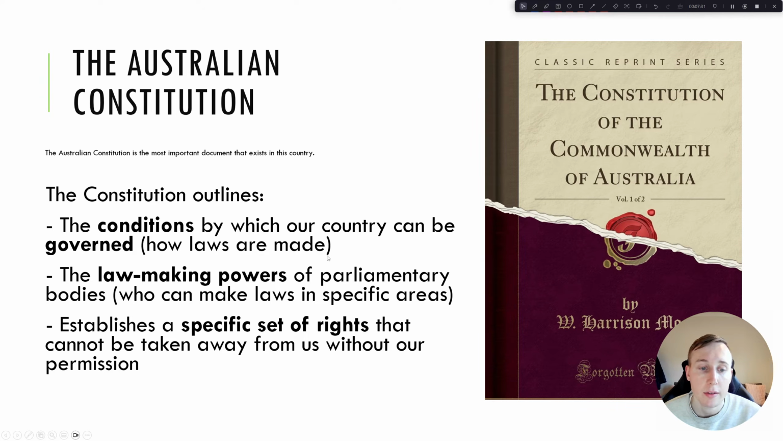And lastly, it establishes a specific set of rights that cannot be taken away from us without our permission. These are known as our express rights. We have 5 of them, and because they are written in the Constitution, they help to protect us. For this particular topic, I would really recommend taking some notes as you're watching this video because there is quite a bit of information coming your way.